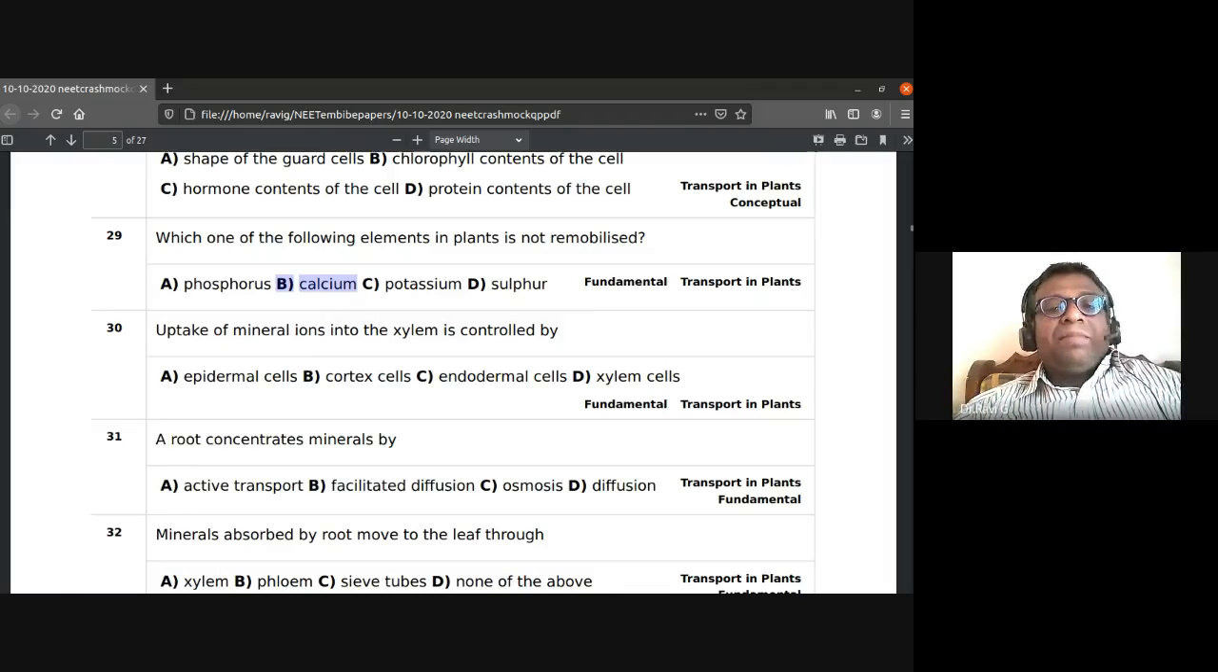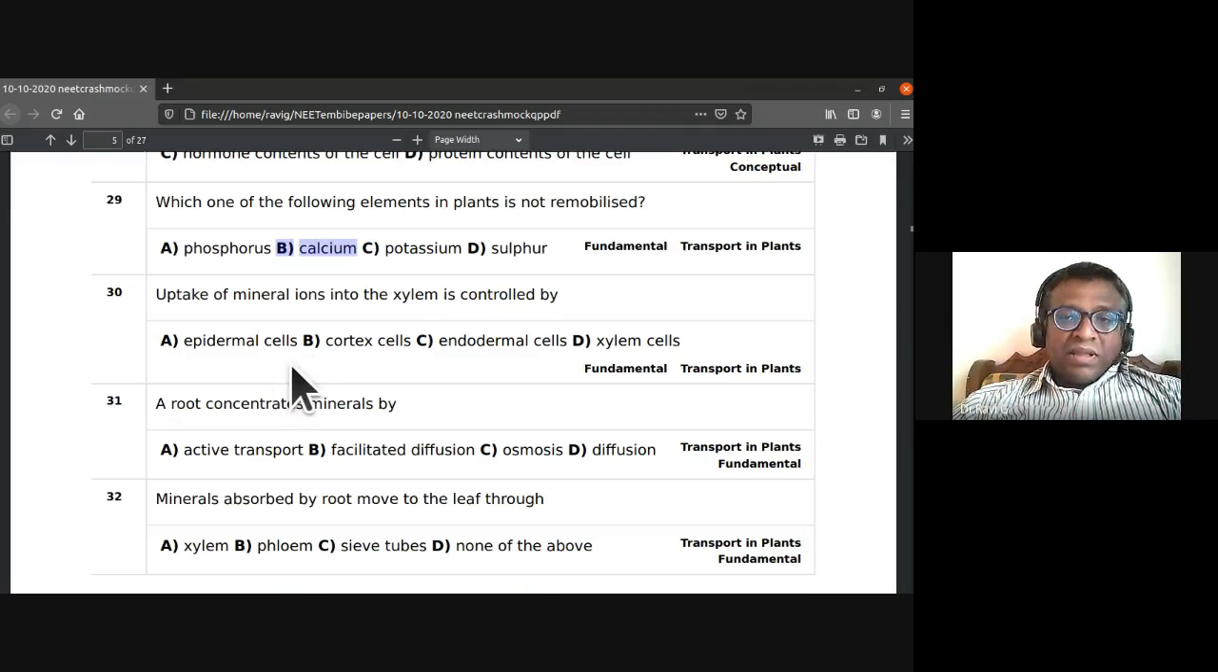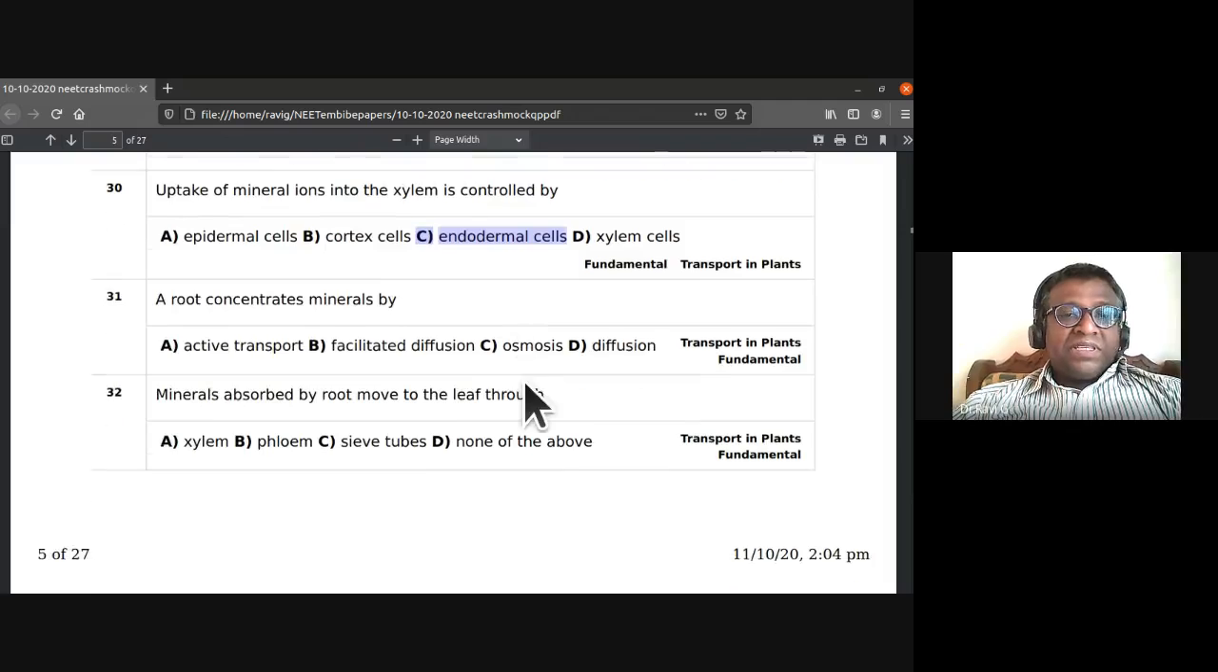29th, uptake of mineral ions into the xylem is controlled by, is it epidermal cells, cortex cells, or endodermal cells? Endodermal cells are going to control the quantity and quality of minerals to enter into the xylem. So 30th C is the answer, endodermal cells.